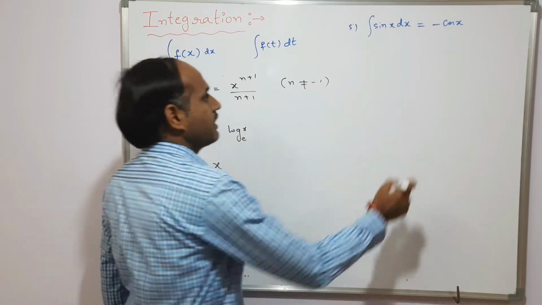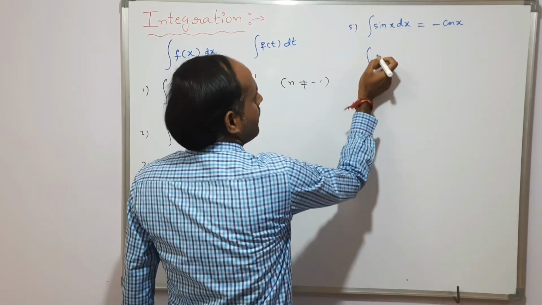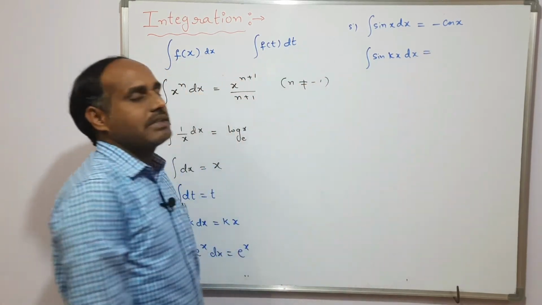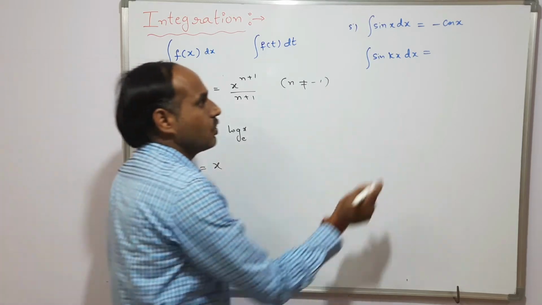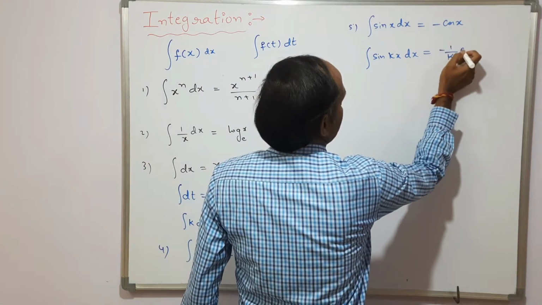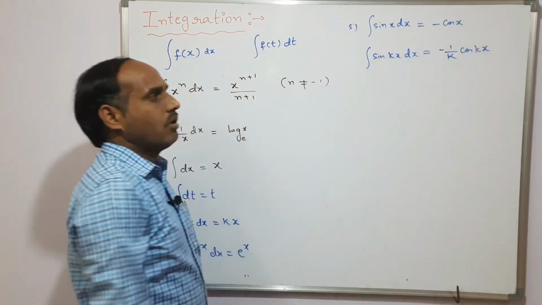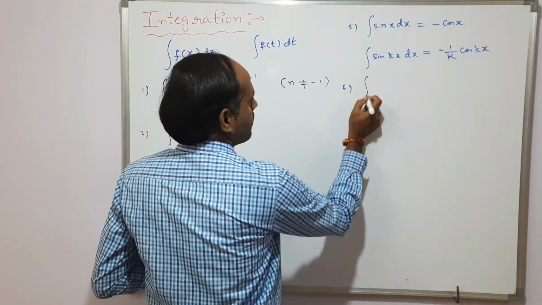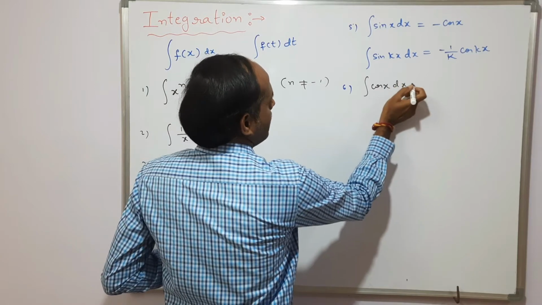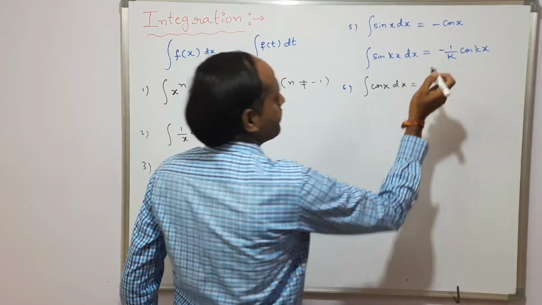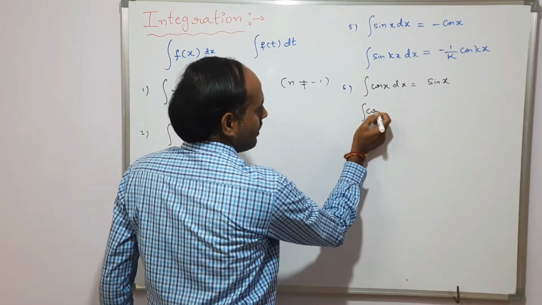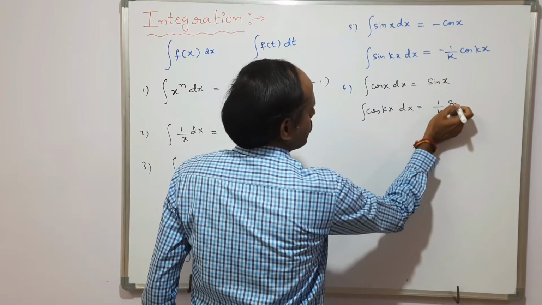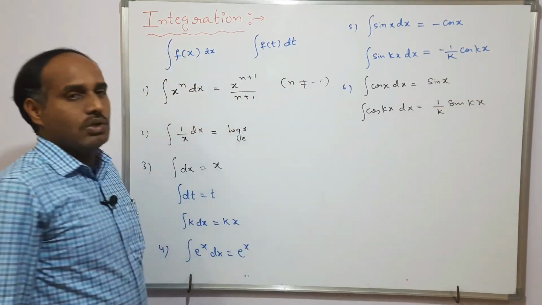If you take integral sin kx dx, here the function is in terms of x but k is a constant coefficient, so in this case we can write minus 1 by k into cos kx. Similarly, integral cos x dx can be written as sin x only, and if the same function is given as cos kx dx, this is equal to 1 by k into sin kx.